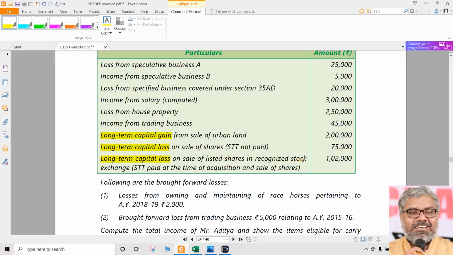Because if the same thing, instead of a loss, was positive, it would have been taxable. This last one, long-term capital gain, if at all it was a gain, just imagine, on the sale of listed shares on a recognized stock exchange, STT paid, all these things satisfied, then the same thing would have been taxable if it exceeds 1 lakh rupees. There is an exemption up to 1 lakh rupees for this type of income. So can we call this an exempted income? And can we say that because it is exempted income, when there is a loss from it, we cannot set it off? Can we say all this?